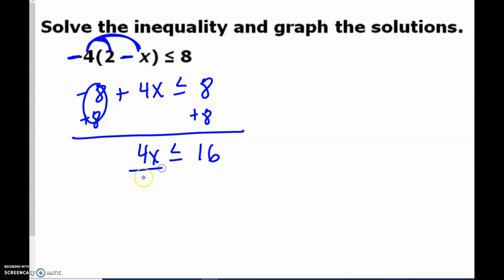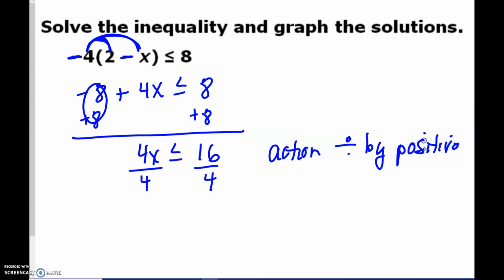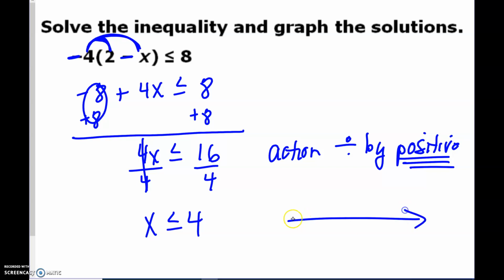Now what I'm going to do here is divide by 4, divide by 4. So my action is to divide by a positive. And when you divide by a positive, nothing crazy is happening. So this simplifies to 1x, which is just x. Leave this symbol exactly like it is because I divided by a positive, no change. 16 divided by 4 is 4. Alrighty, so it looks like we have a closed circle here at 4 and anything less than.